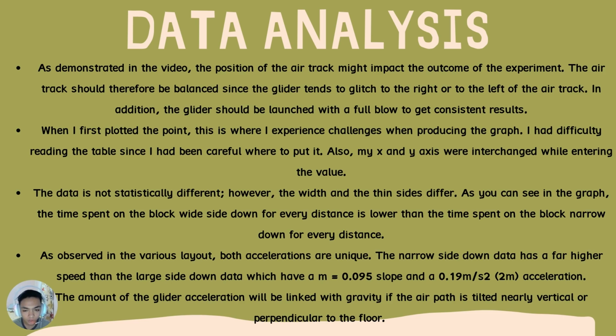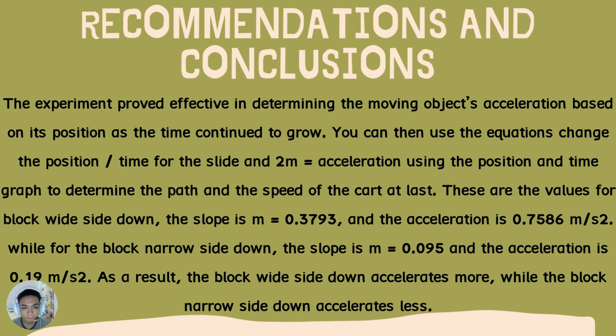The wide side down data has a far higher speed than the narrow side down data, which has a slope of 0.095 and an acceleration of 0.19 meters per second squared. The amount of the glider acceleration will be linked with gravity if the air track is tilted nearly vertical or perpendicular to the floor.